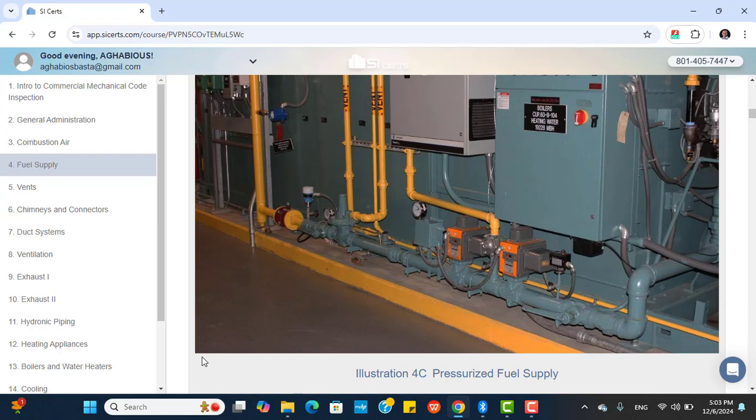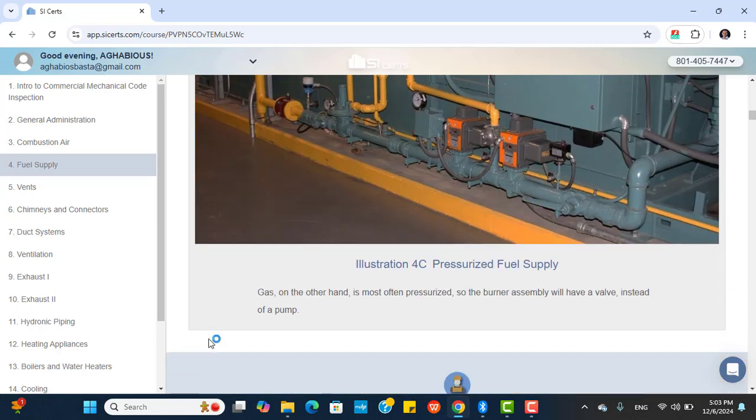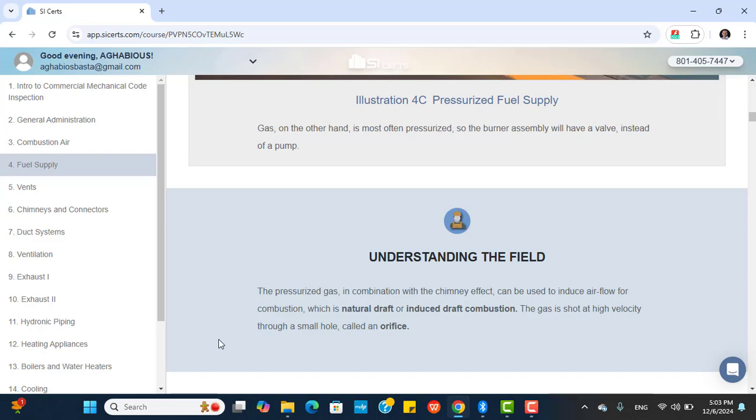Illustration 4c, pressurized fuel supply. Gas, on the other hand, is most often pressurized, so the burner assembly will have a valve instead of a pump. Understanding the field: the pressurized gas in combustion, with the chimney effect, can be used to induce airflow for combustion with natural draft or induced draft combustion.